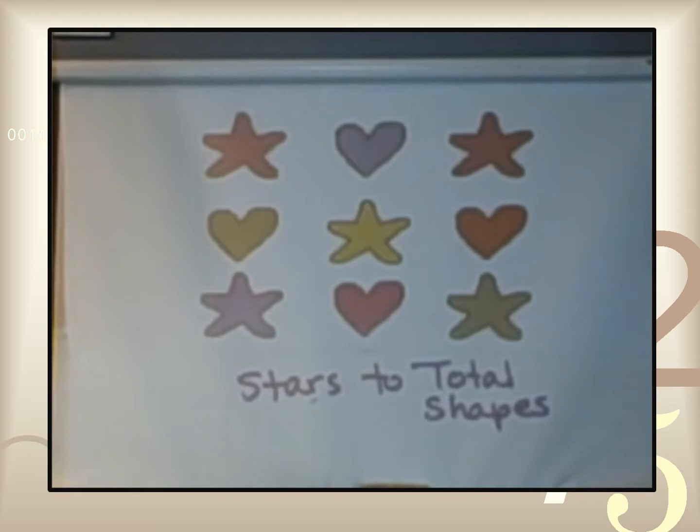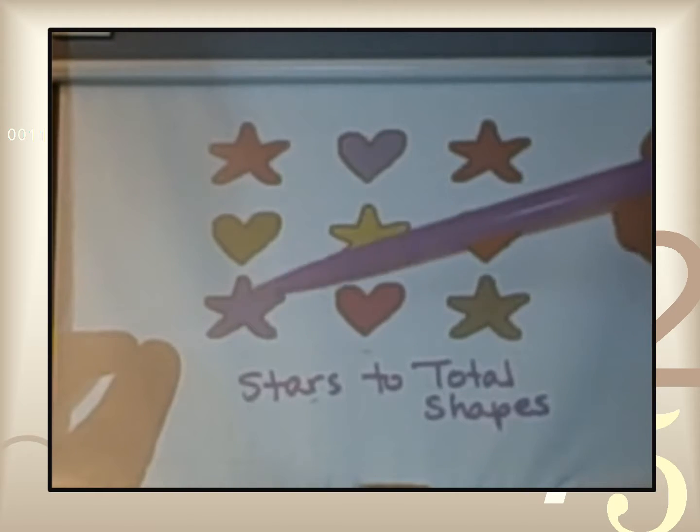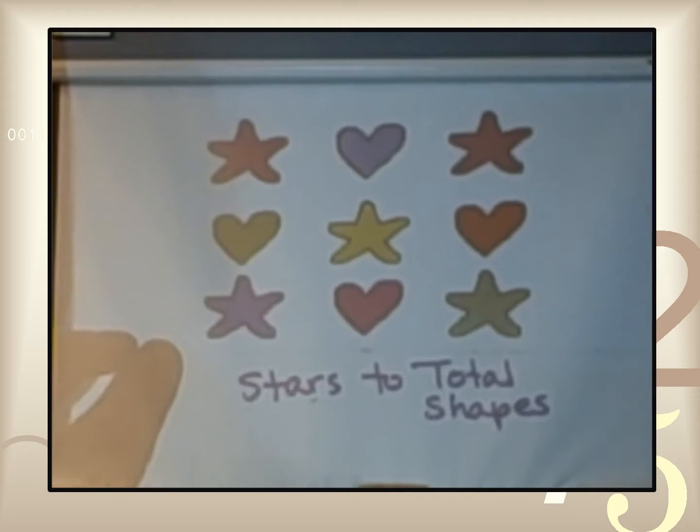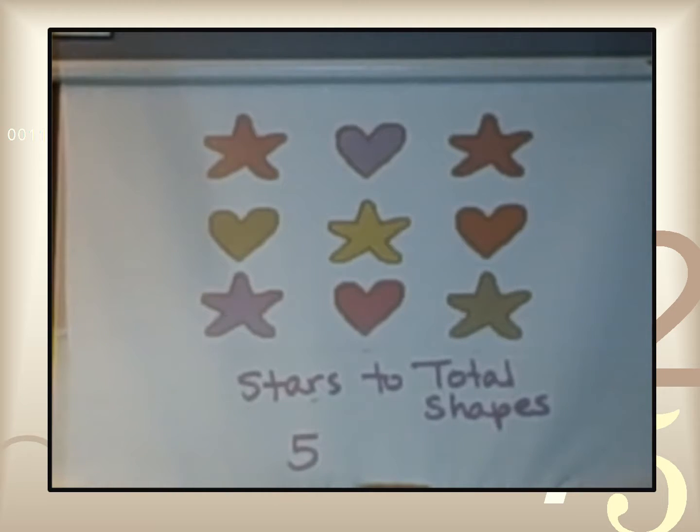So the first thing I'm going to ask you all is, what are we looking for first? That's right, we're looking for stars. So the first thing I'm going to do is go into the example and count the number of stars. So I see that we have 1, 2, 3, 4, and 5. So our first number will be a 5. Let's go ahead and write that down.